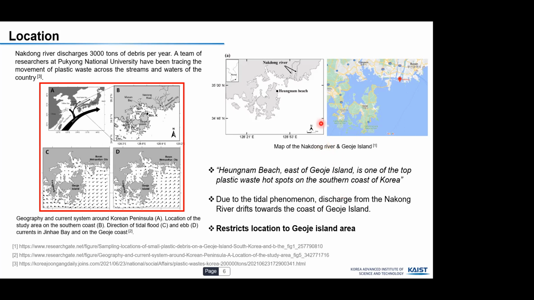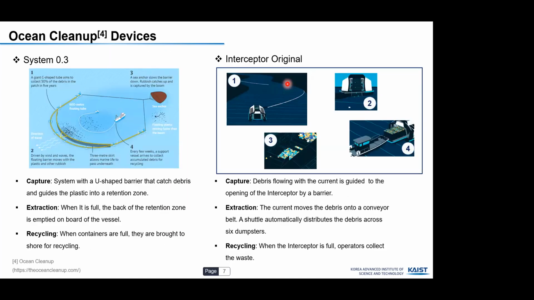We saw that, since we have the Nakdong River here with the mouth of the river, due to the tidal phenomenon, discharge from the Nakdong River drifts toward the coast of Goji Island. This is what you can find here on the graph, with the direction of the tidal flow. So we restrict our location to the Goji Island area, between the Nakdong River and Goji Island.